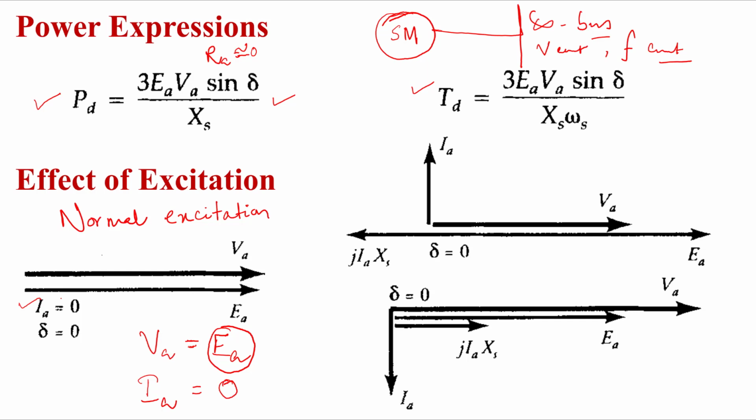Now let us say that I adjusted the excitation, that means I am varying the field current, in such a way that EA becomes greater than VA. Okay? So what will happen under this condition? If EA is greater than VA, then what will happen? Therefore your IA will flow from the motor to the grid.